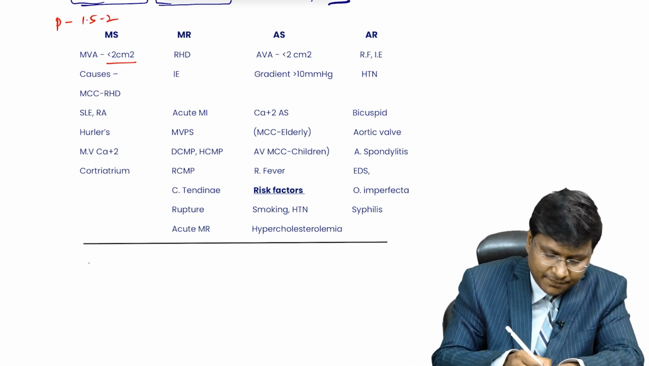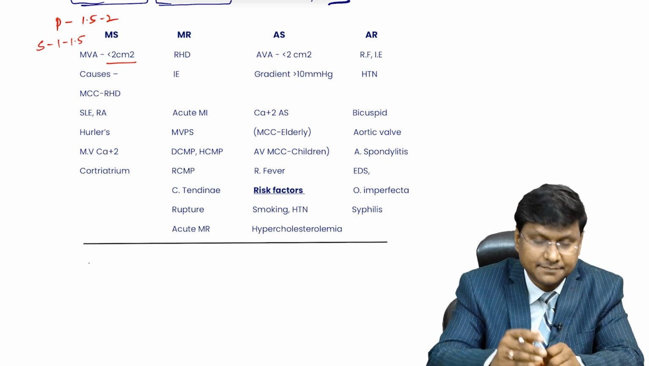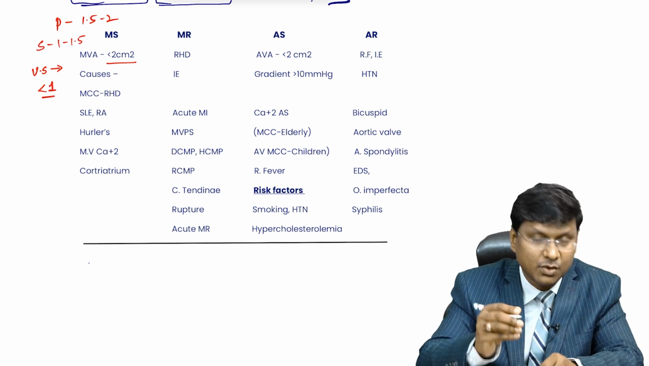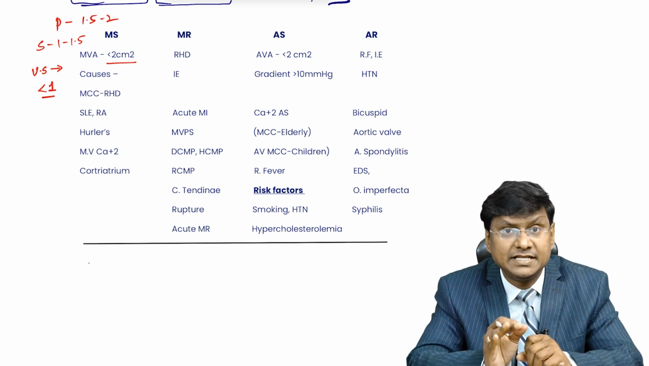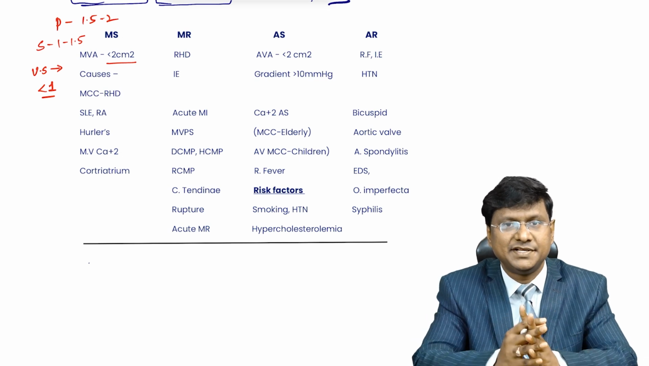And in case of the severe, the valve area is around 1 to 1.5. Whereas in very severe, the valve area is less than 1 centimeter square. Right? The valve area is less than 1 centimeter square in case of the very severe.